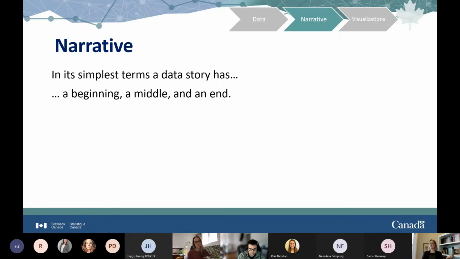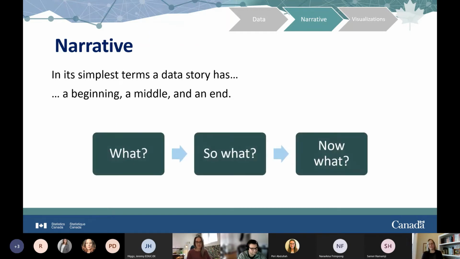So in its simplest terms, a data story has a beginning, a middle, and an end. I'm going to let you digest that information. I know we're thinking out of the box. Nope, but you know, it's true. But when you translate that into your research process or into your data storytelling, we can say that there's three components of a data story in your narrative. It's the what, it's the so what, and it's the now what. So if you don't know where to start, if you have the blank page syndrome and you don't know where to start when you're writing about all the things that you've analyzed, go back to this simple what, so what, and now what structure. That's going to get you started to start telling the story of your data.